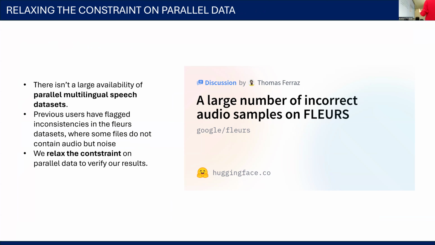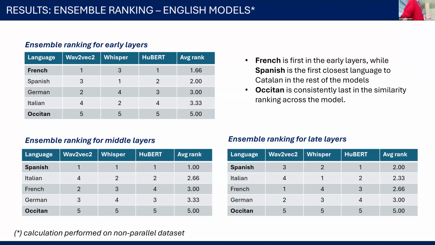However, it would be good to have another data set of this sort to compare with, right? Because there will be some features that are data set dependent. However, we don't have parallel multilingual speech data sets that grow on trees, so we're going to have to do without, basically. So we relax the constraint on parallel data to see what type of results we get. So this was on Common Voice and on the Occitan data set that was provided by the Congrés de la Lengua Catalana, Occitana.